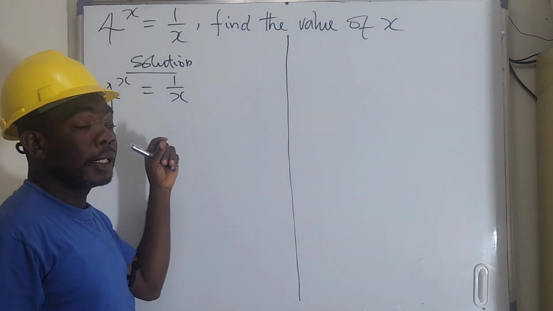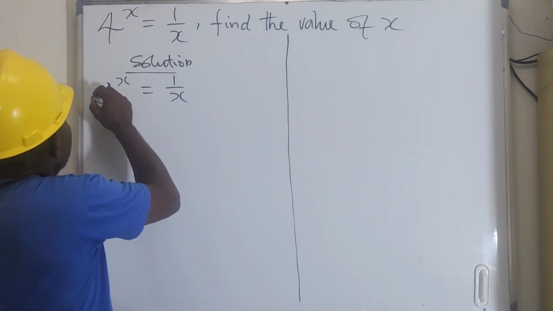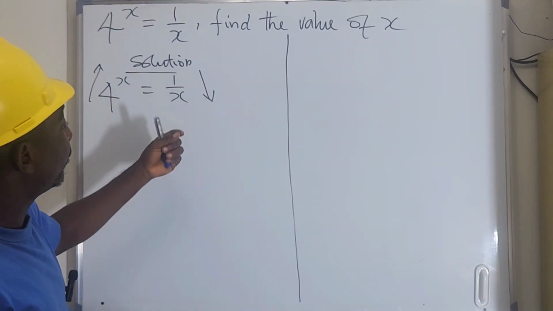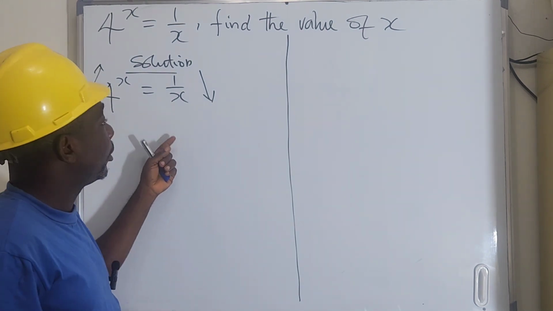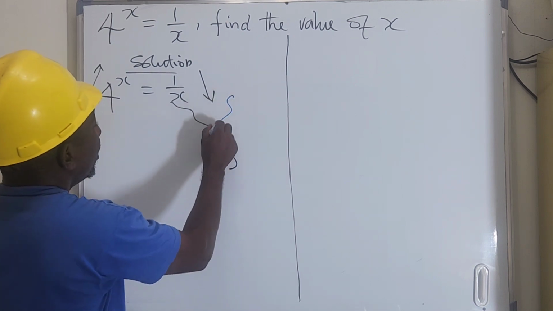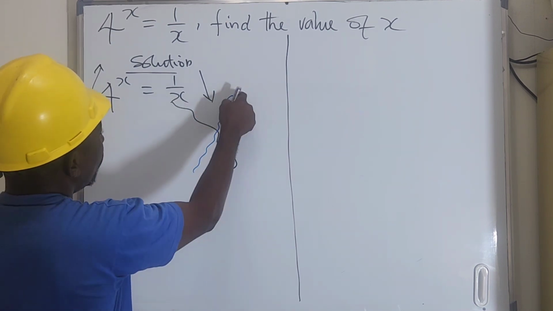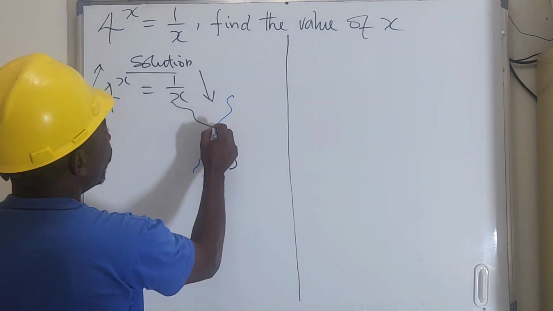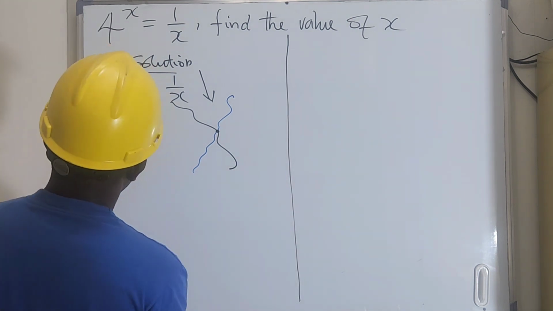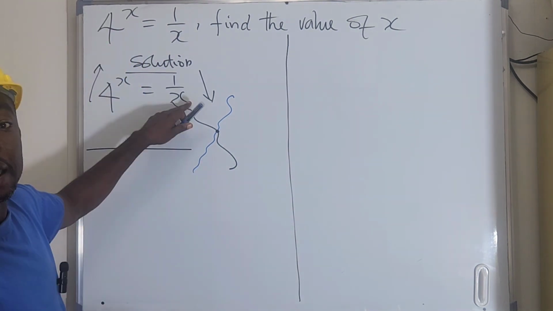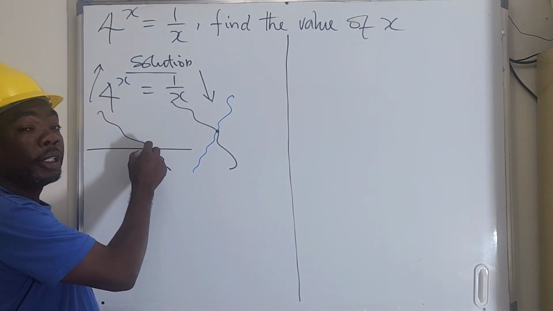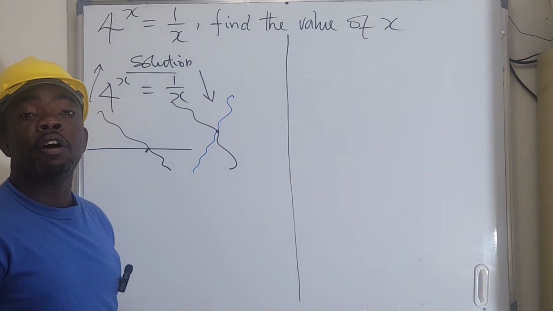In this case, we can see that 4 raised to the power of x is an increasing function, while 1 all over x is decreasing. So if we want to plot a graph to find the solution of this problem, one will be increasing and the other will be decreasing. At this point, they will meet at a point of intersection. That will be the solution of that graph.